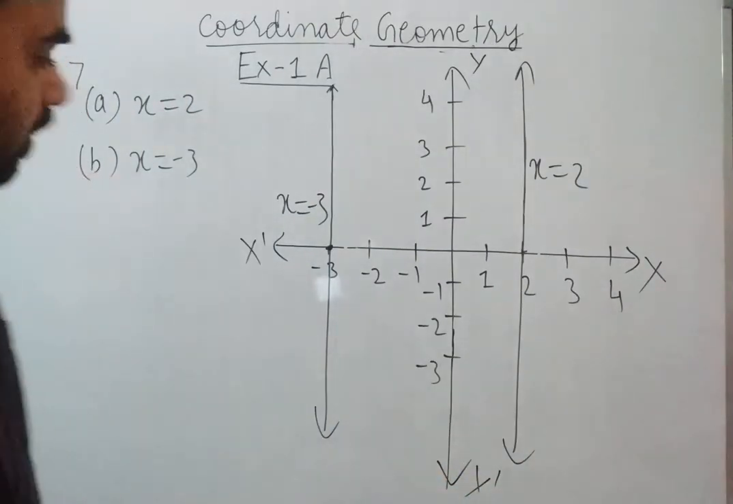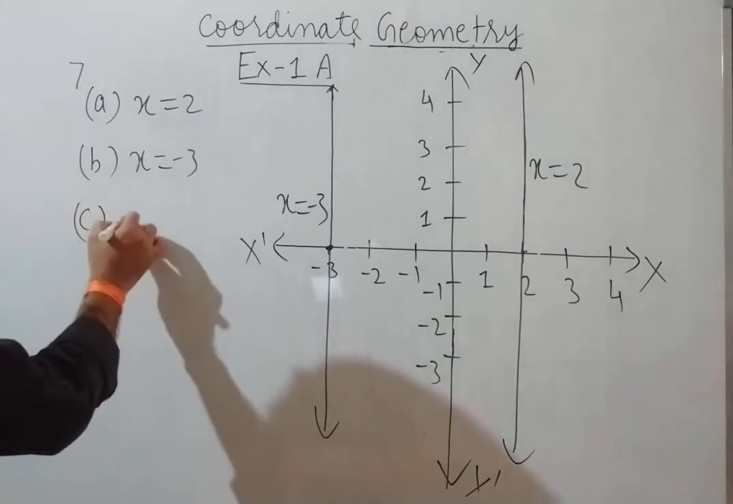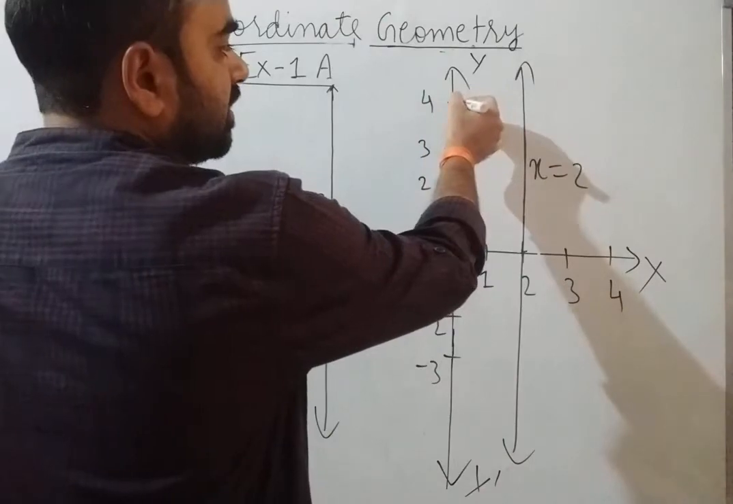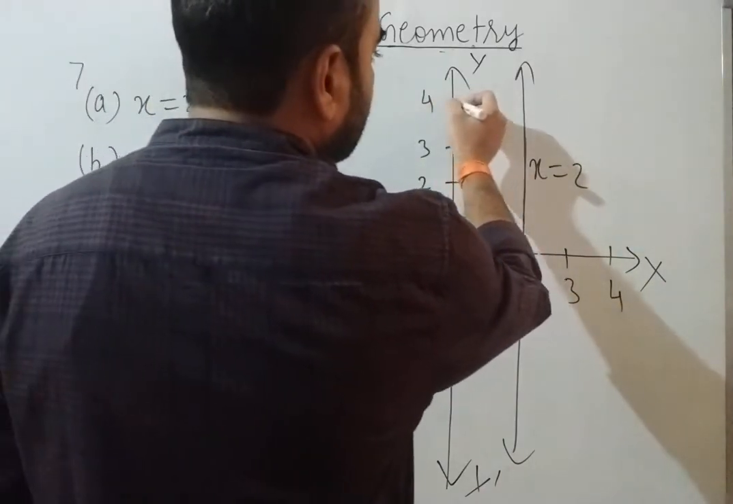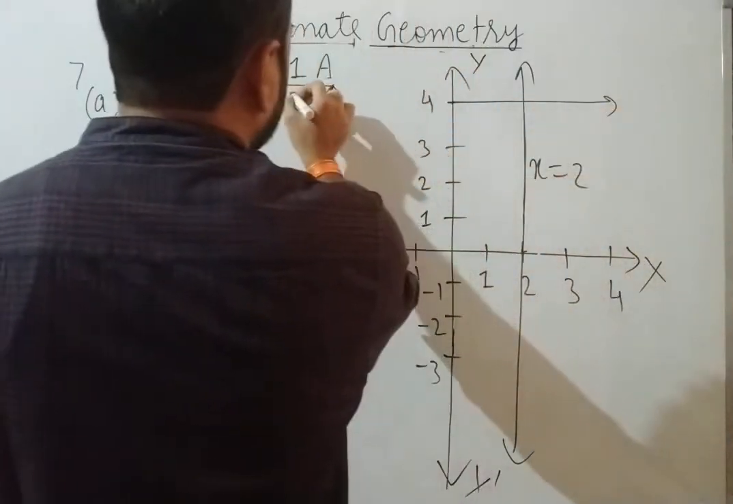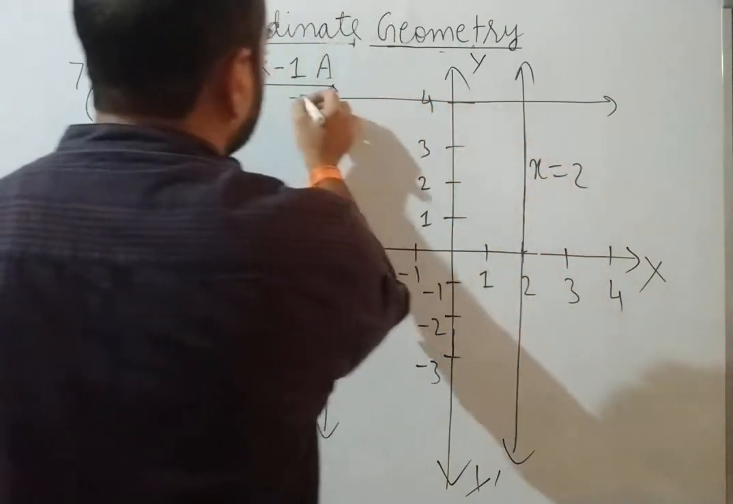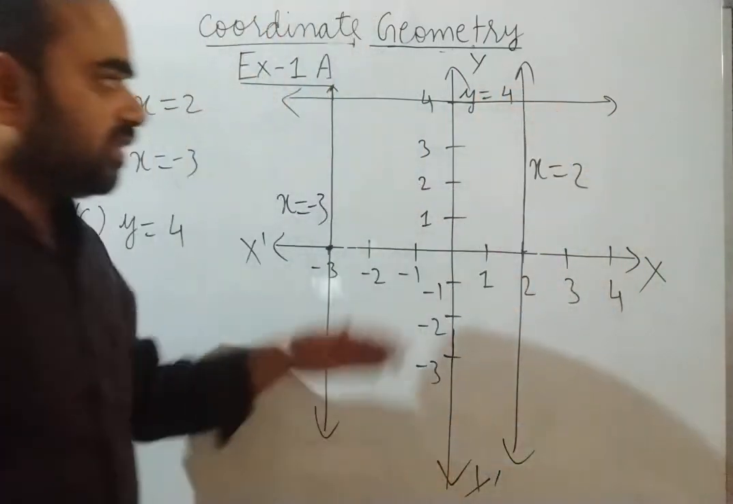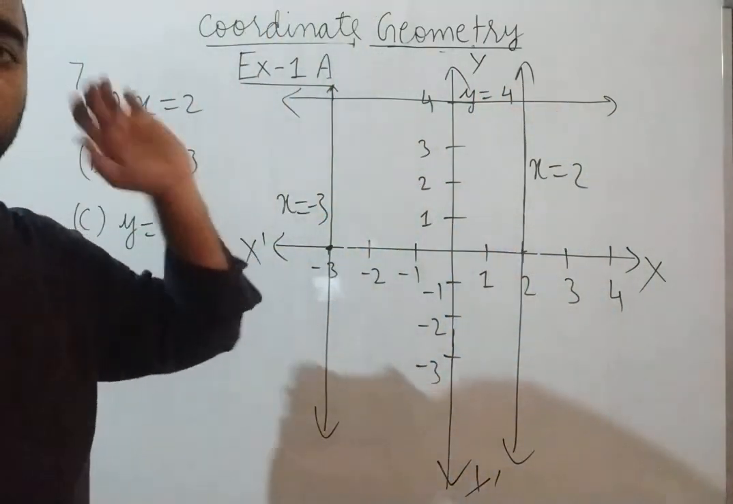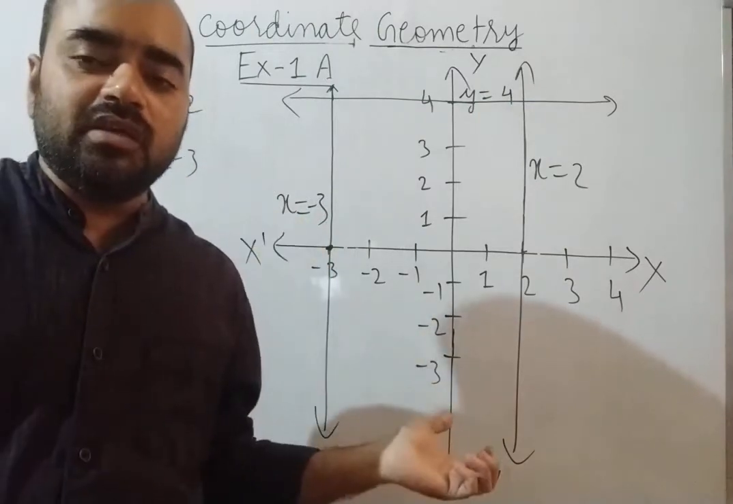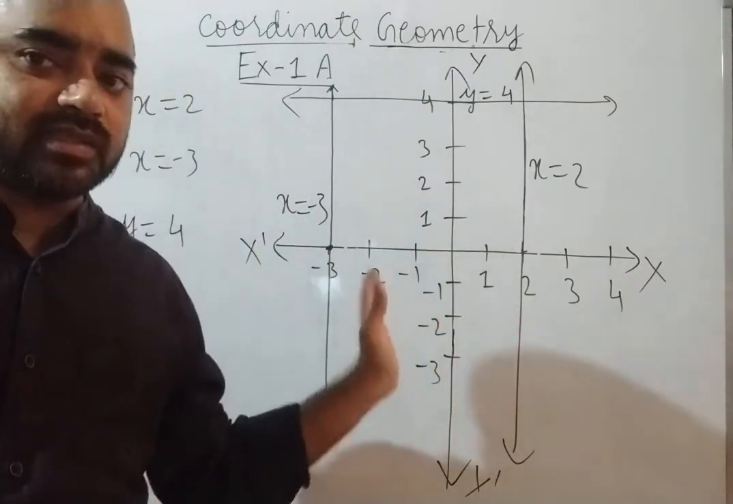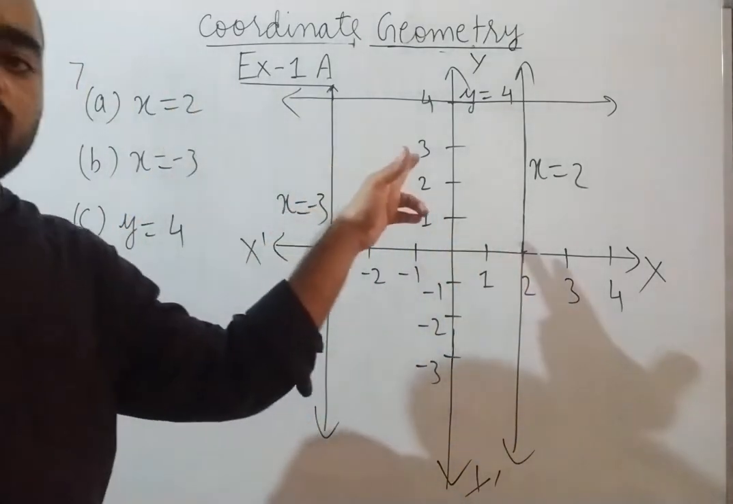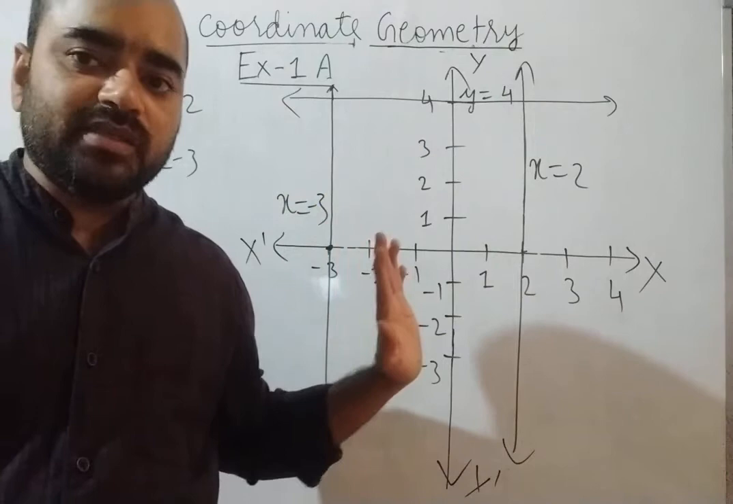Next is y equal to 4. Y equal to 4 means here on y axis it is 4. So we will draw a horizontal line which is parallel to x axis. So this is y equal to 4. Correct. Whenever x value is given, that line will be parallel to y axis, just opposite. And whenever y value is given, that line will be parallel to x axis, passing through the point.